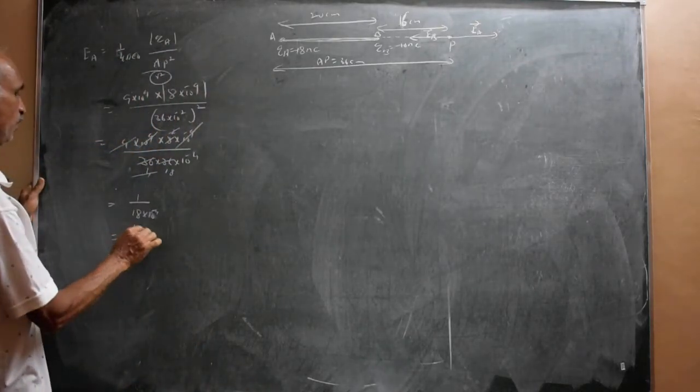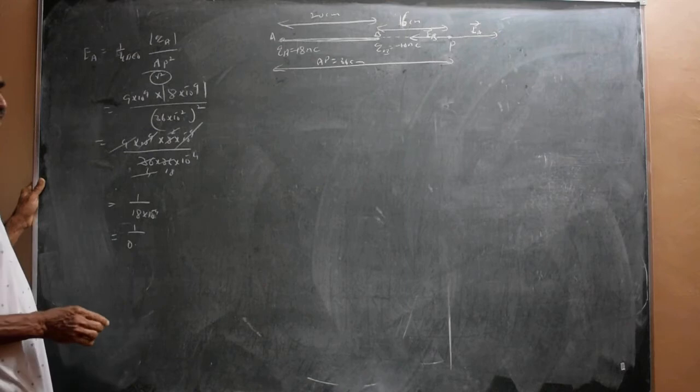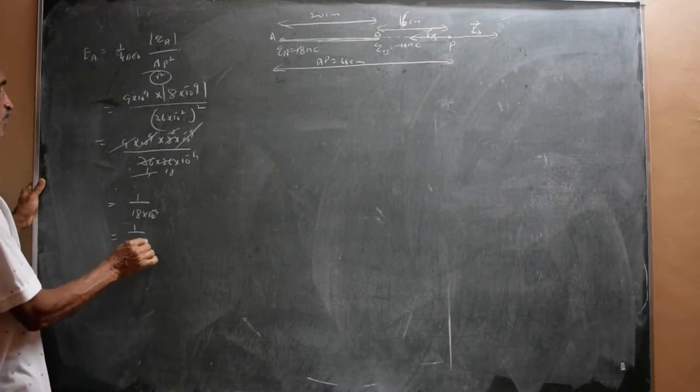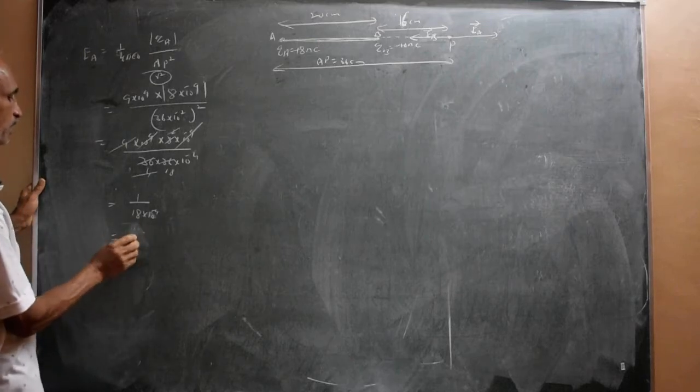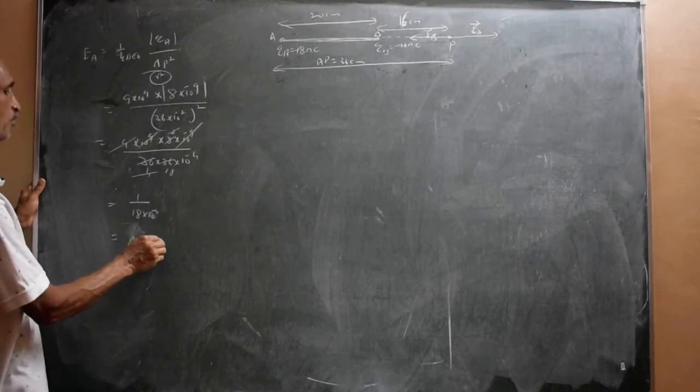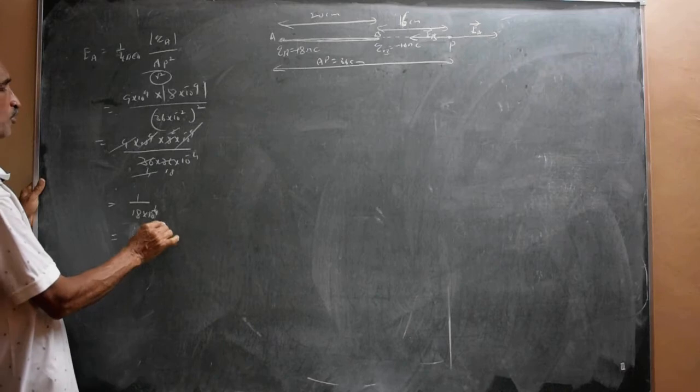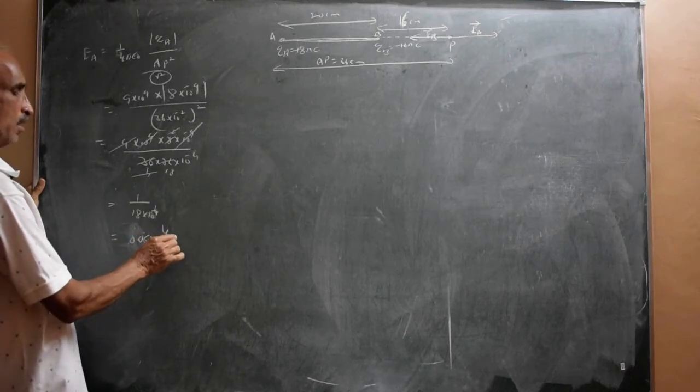Let us take it as 0.06. So 0.06 into 10 to the power of minus 4 is taken to the numerator, as 10 to the power of 4. What is it?